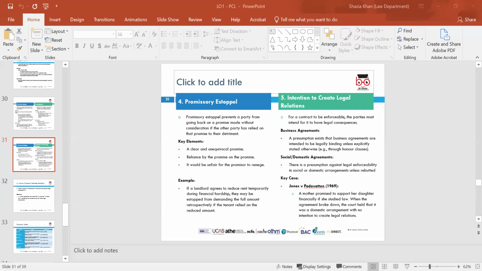So there are main elements of it. There are elements that need to be considered by the courts when they look at promissory estoppel, identifying that the party can't just go back on the contract. It's really important in that element in regards to making a promise.